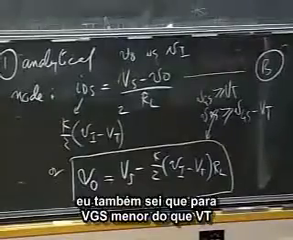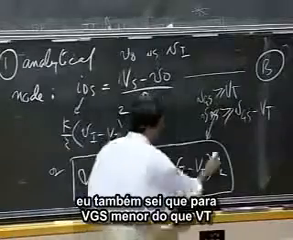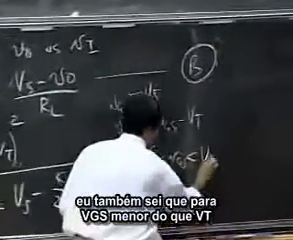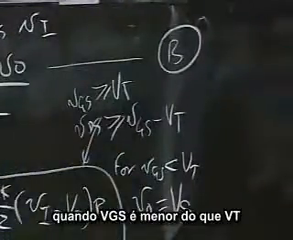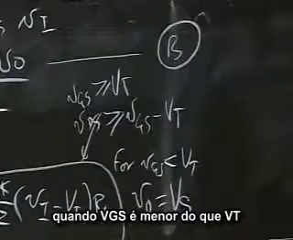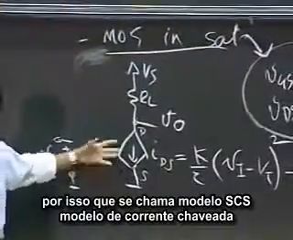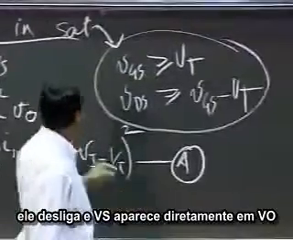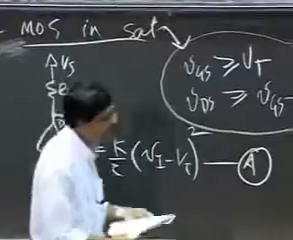Okay? I also know that for VGS less than VT, I know that V0 equals Vs. Okay, so when VGS is less than VT, then this one turns off. That's why it's the SCS model, switch current source model. When VGS is less than VT, it turns off, and Vs directly appears at V0.